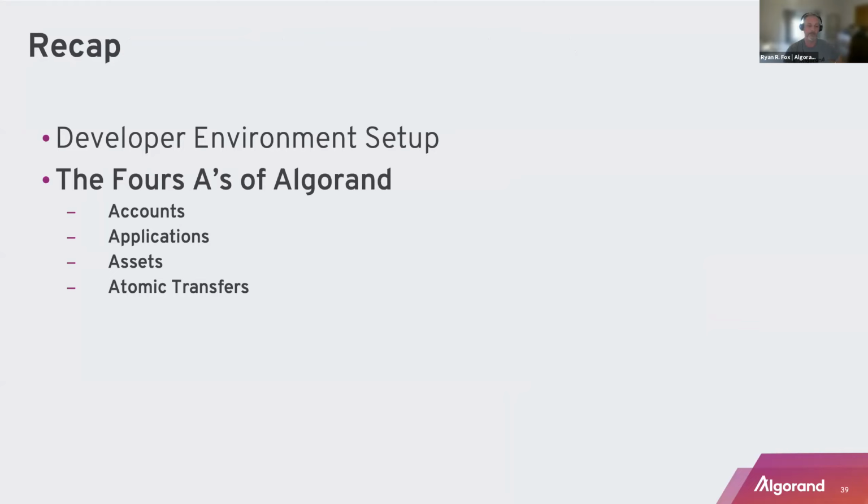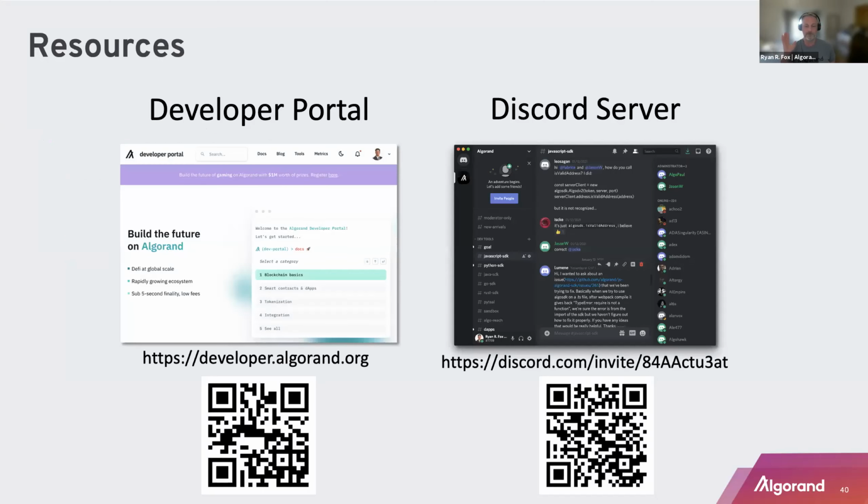We focused on the 4 A's of Algorand: the accounts, the applications, the assets, and the atomic transfers. I hope you have a better understanding of each of those today and have the code then available to use those. I want to remind you, we took a look at the developer portal.